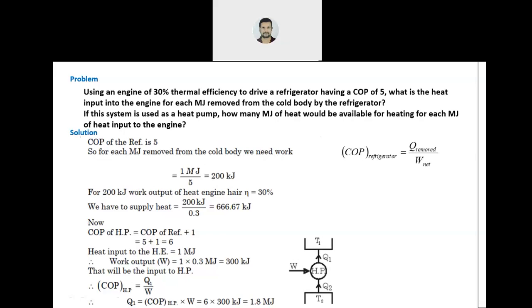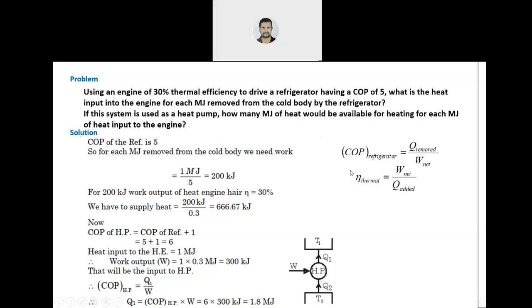Now, what will be the heat supplied? So what is the formula for the efficiency? Efficiency is nothing but output by input. What is the output in terms of work? What is the input? Heat supplied, which you have to find. So write the formula: efficiency equals work upon Q added. This Q added is nothing but the supplied heat, which you have to calculate.